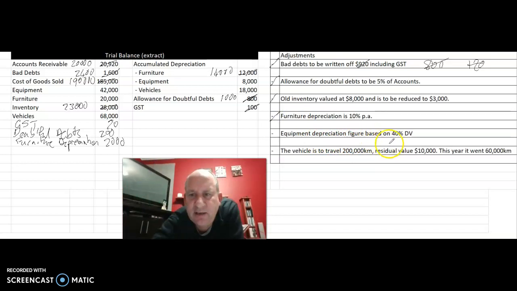Equipment depreciation figure is based on 40% DV, that's diminishing value. So if you remember diminishing value, that is the carrying amount multiplied by the rate. So we'll do the carrying amount first. So the equipment is 42,000 minus the current accumulated depreciation on that equipment of 8,000. And that's 34,000.